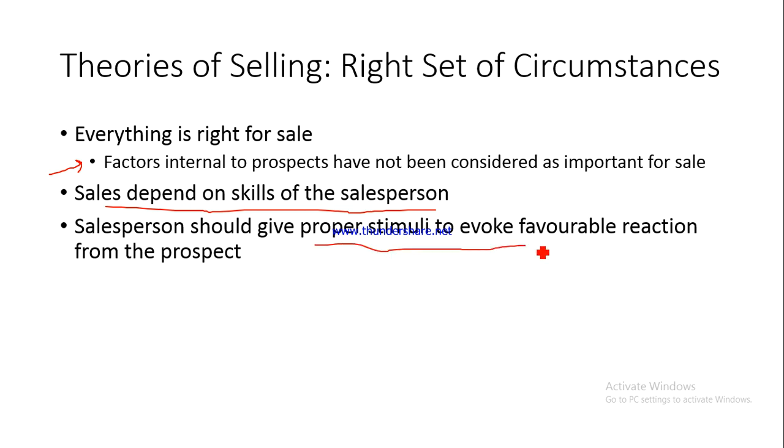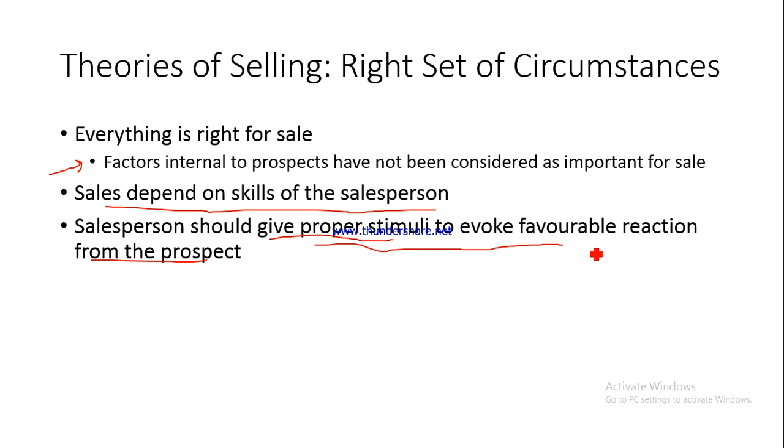salesperson should give proper stimuli to evoke favorable reaction from the prospect. Now salesperson should give proper stimuli. So salesperson should do what? He should indulge in those actions which will lead to the prospect buying the product from him. So this is what we mean by stimuli. For example, the salesperson can offer a discount. Now this would act as a stimuli, and as a reaction the prospect would place the order, because now he's also finding the discount lucrative, so he would want to have that discount, so he places the order. So this is what proper stimuli means.